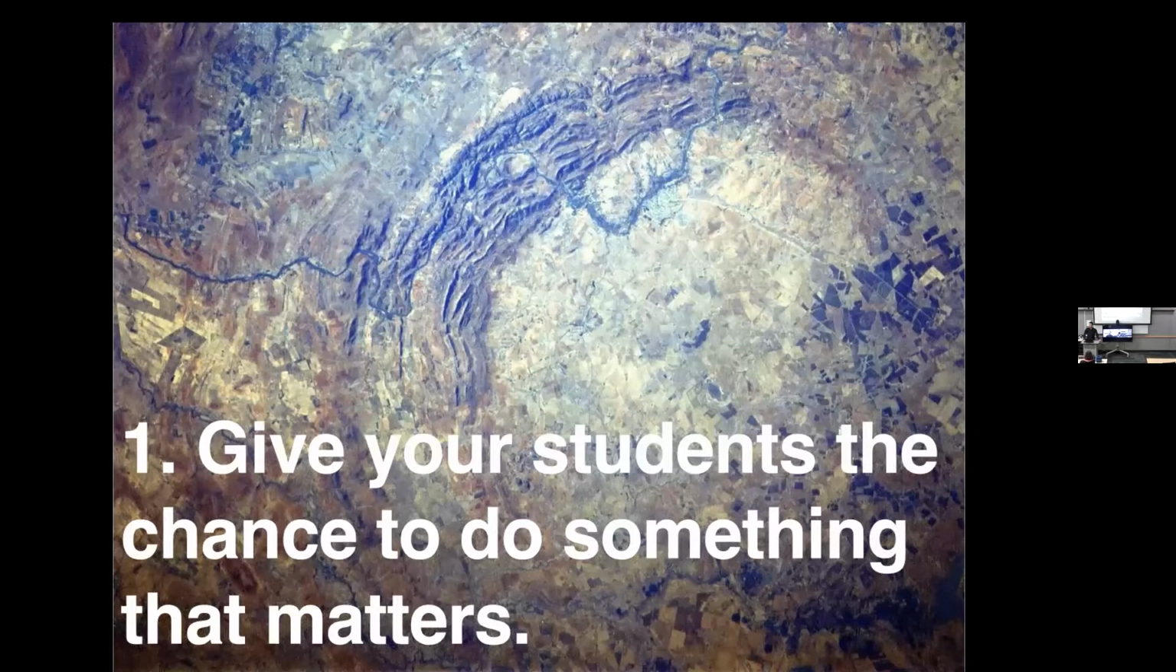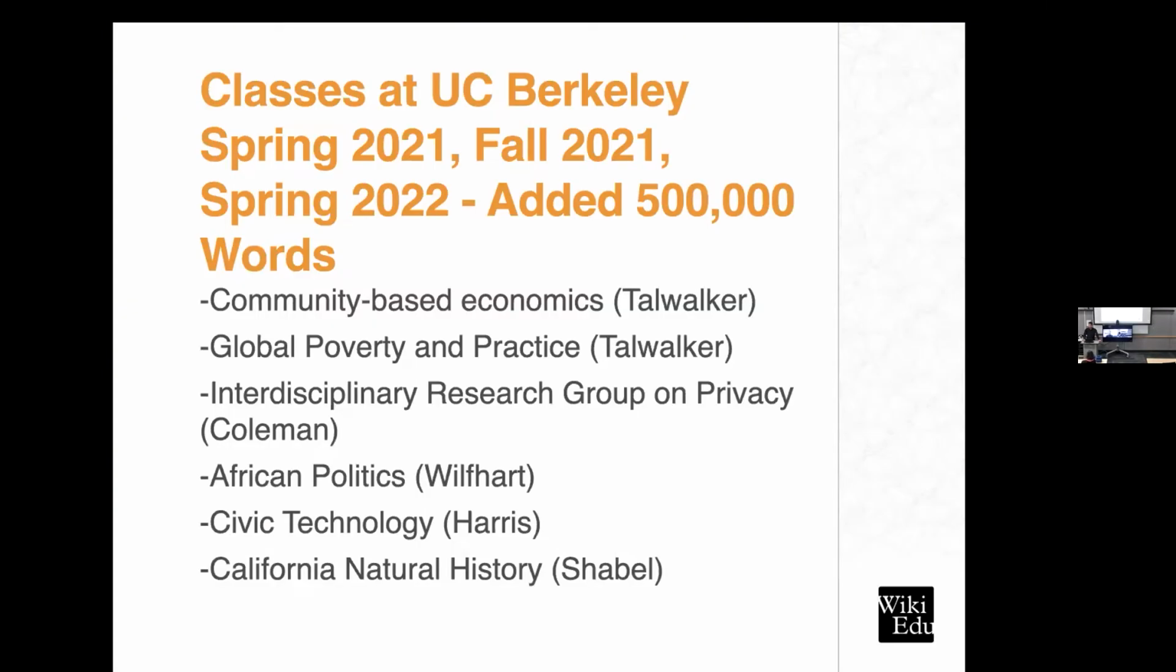It gives your students a chance to do something that matters. Speaking of doing something that matters and why you should incorporate it, in the past 3 semesters, these classes have added over 500,000 words to Wikipedia from UC Berkeley: community-based economics, global poverty and practice, interdisciplinary research group on privacy, African politics, civic technology, and the California natural history.